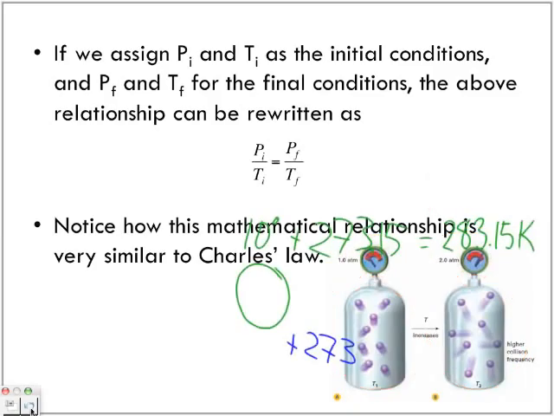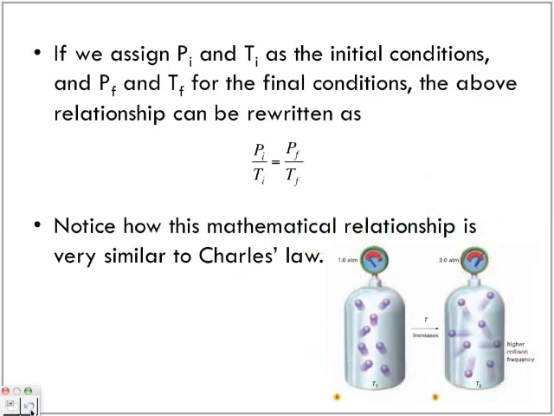So notice how this mathematical relationship is very similar to Charles's law. So here's Charles's law: initial volume over initial temperature is equal to final volume over final temperature. Same thing, but now we're dealing with pressure and temperature, but what's constant? What's constant in this one? In Gay-Lussac's law, what's constant? Volume.